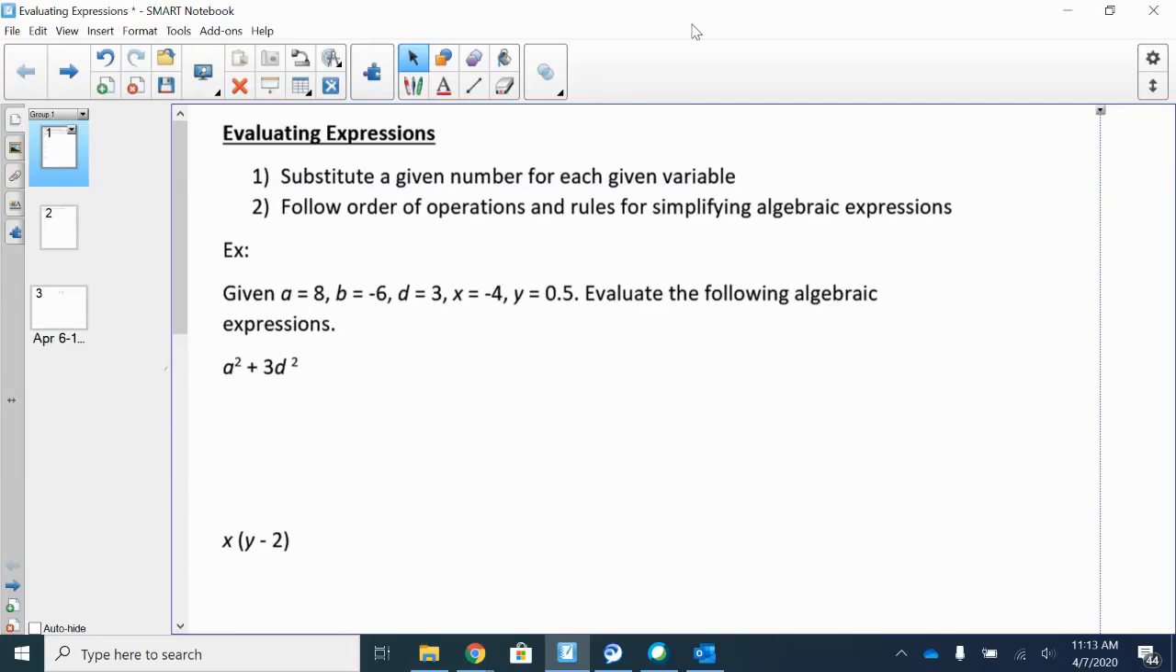In this video, we will learn how to evaluate expressions. So when we're evaluating an expression, we're basically given values for specific variables or letters, and then we're replacing those letters with those values in solving.